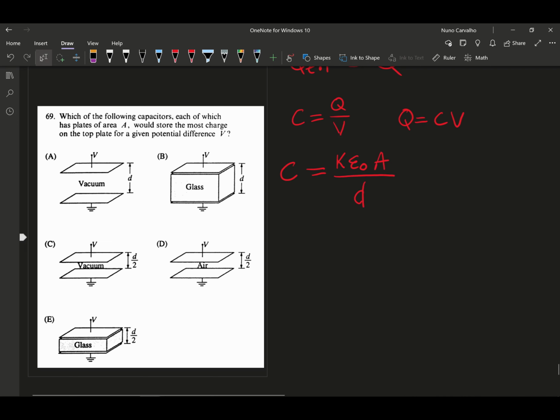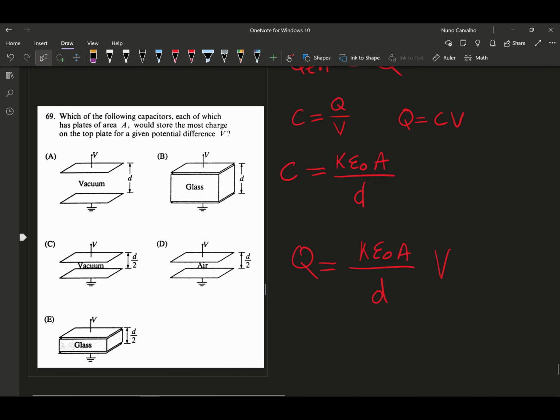You can see this here has D and this has D divided by 2. And if you think about it, Q is just going to be K times V, like that, which is to say if D becomes smaller, Q becomes bigger. So we probably want an answer that has D divided by 2 as the distance.